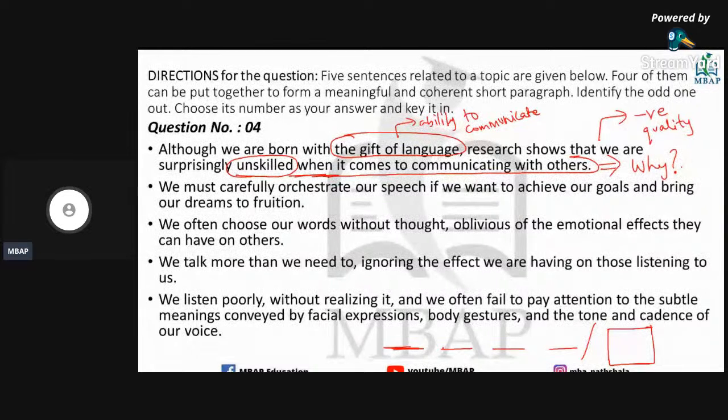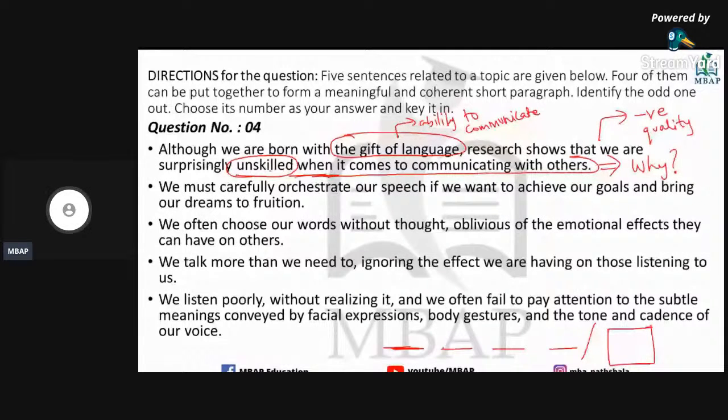So there has to be a reason behind it, right, students? When you read sentence 1, does it not come to your mind? It does appear to you: why does research say that although we have the ability to communicate, although we are born with it, we are so bad at communicating with others? Right, students?